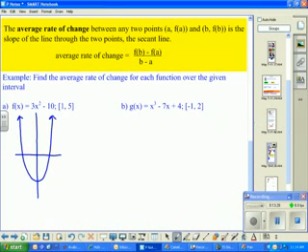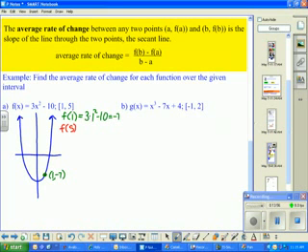Then I'm going to identify ordered pairs at 1. So I know when x is 1, because this interval 1, 5 are the x values, I have 3 times 1 squared minus 10. So it's -7. I know that my lowest point is going to be 0, -10. So I have 1, -7.